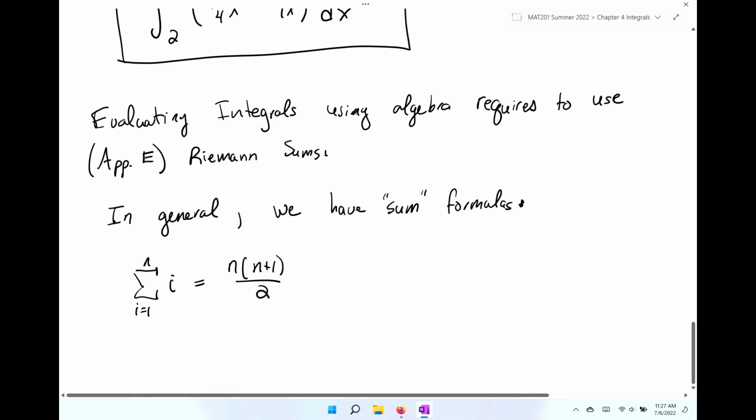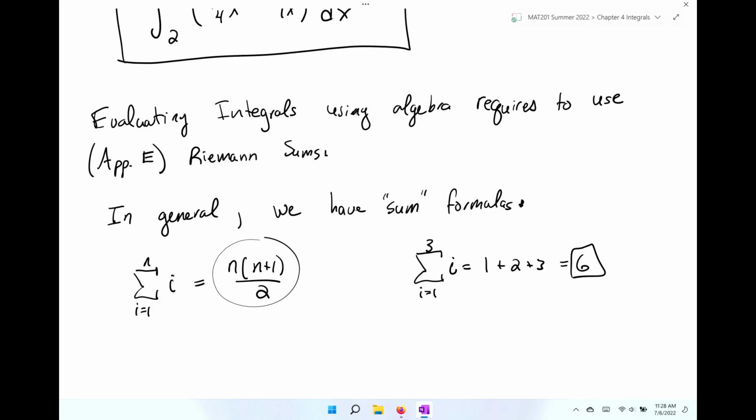Now, what I'm talking about here is this. If you wanted to take, let's say, the summation from i equals 1 to 3 of i, then what we're really asking you to do is just add up the numbers from 1 to 3: 1 plus 2 plus 3 equals 6. This formula, n times n plus 1 divided by 2, actually gives us the summation from 1 to n of any amount of numbers.